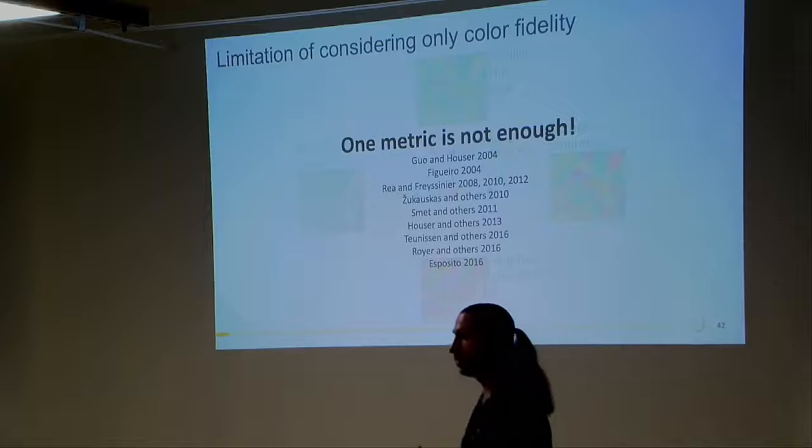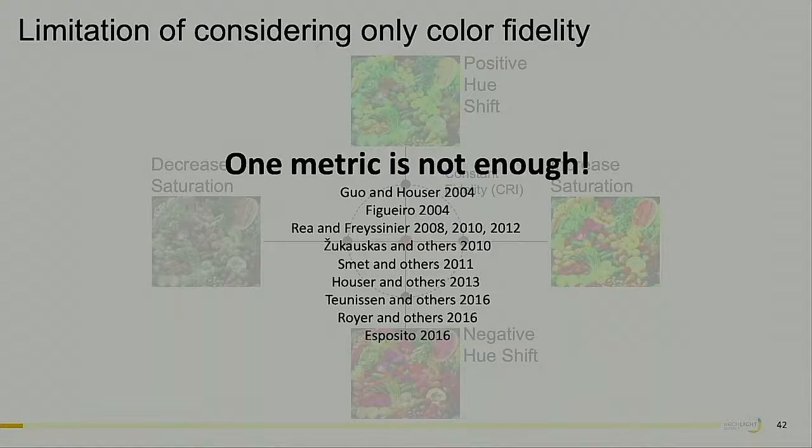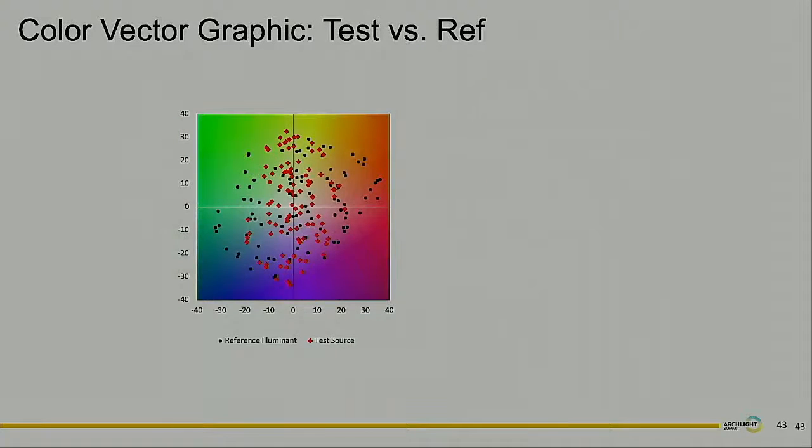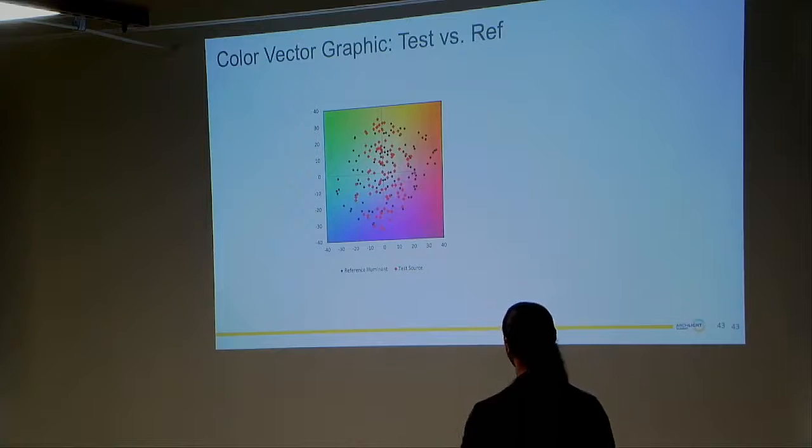So what this means is that one metric is not enough to use in specification or to predict how we're going to perceive objects in a space. It's not enough. So I find it helpful to step through the creation of some of the pieces of TM30, believing that I think it's going to make them a little easier to understand. So we're going to do that right now.